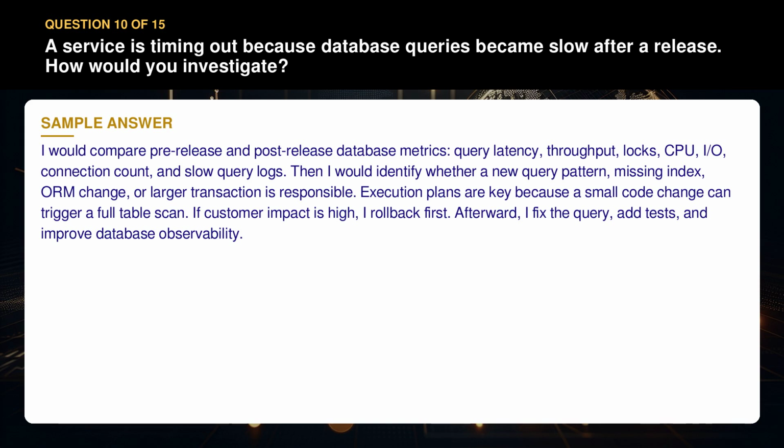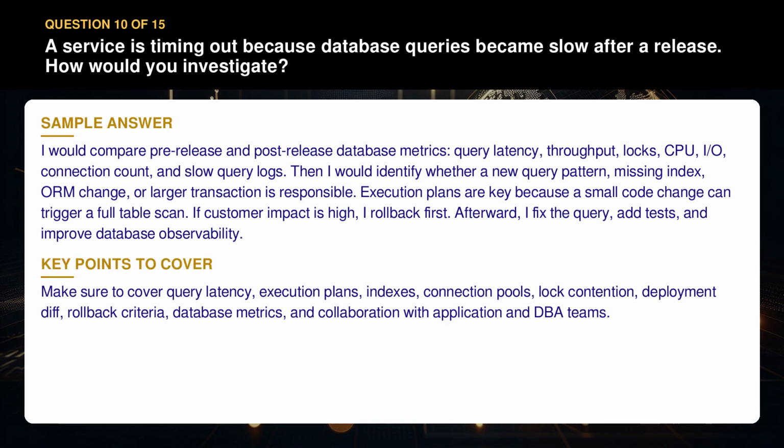Execution plans are key because a small code change can trigger a full table scan. If customer impact is high, I roll back first. Afterward, I fix the query, add tests, and improve database observability. Make sure to cover query latency, execution plans, indexes, connection pools, lock contention, deployment diff, rollback criteria, database metrics, and collaboration with application and DBA teams.